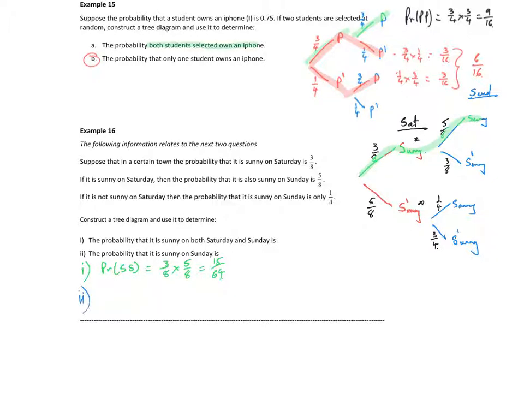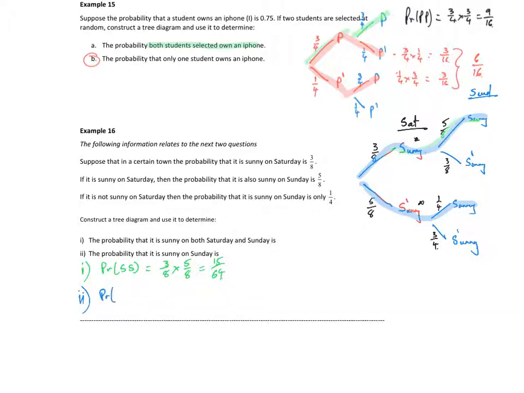Part 2. Probability that it is sunny on Sunday. So for it to be sunny on Sunday, let's think about that. Sunny on Sunday means it could be sunny on both days, sunny, or it could be not sunny and then sunny. So there's two possibilities there, isn't it?